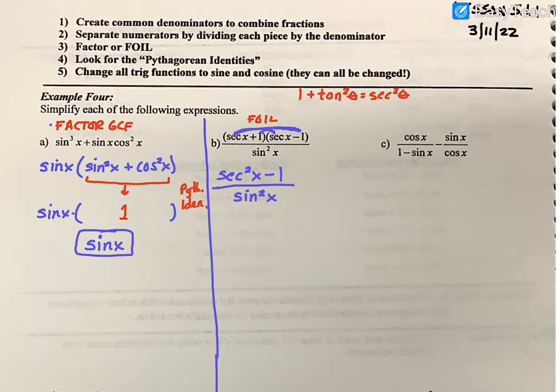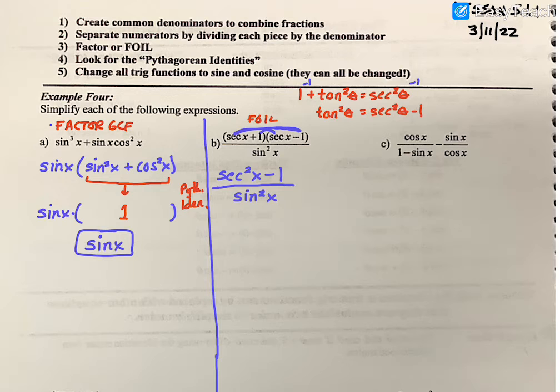Now, we have secant squared x minus 1. Can I manipulate 1 plus tangent squared equals secant squared to be secant squared minus 1? When I say manipulate, I'm talking about just using basic algebra. So how do I move the positive 1 to the other side? We're going to subtract 1. If I subtract 1 on one side, I subtract 1 on the other side. So then I will be left with tangent squared theta is equal to secant squared theta minus 1.